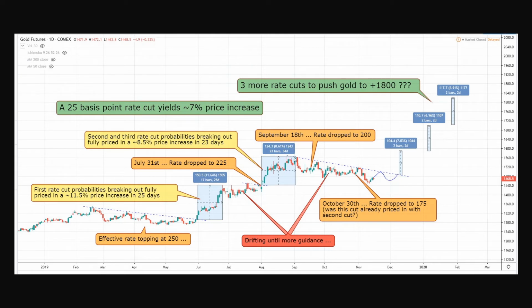All right, that's it. Market now has been drifting. Here's the cut that happened that was priced in. Here's the other cut that was priced in. Sideways drift. Total, so for those three cuts, 75 basis points divided by 3, 20% divided by 3, 6.7%. So let's say 7% increase for a 25 basis points cut. I like doing that.